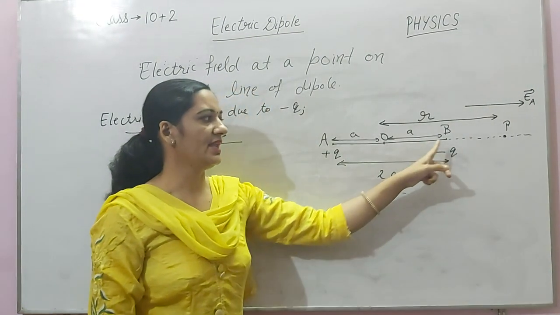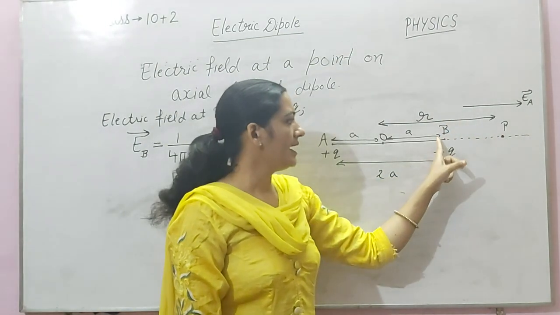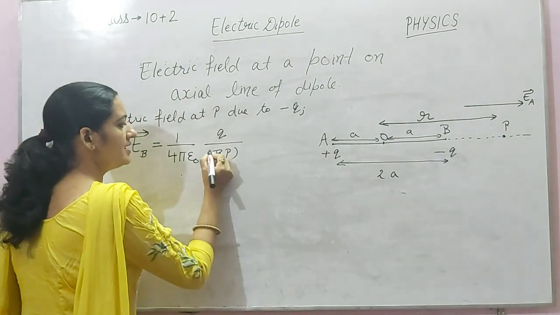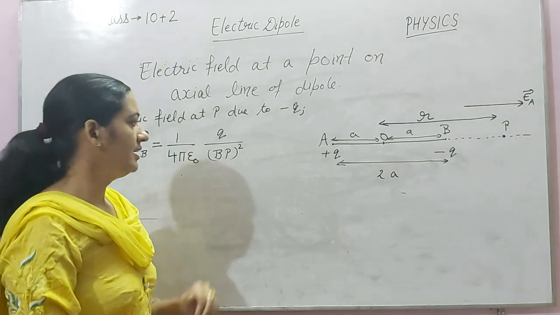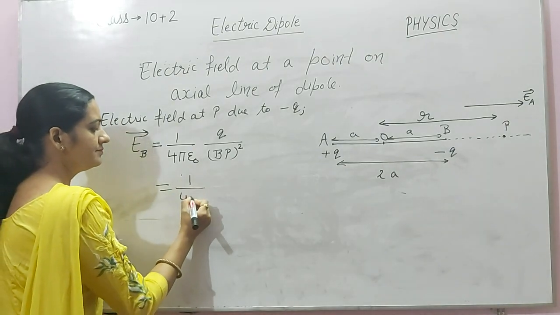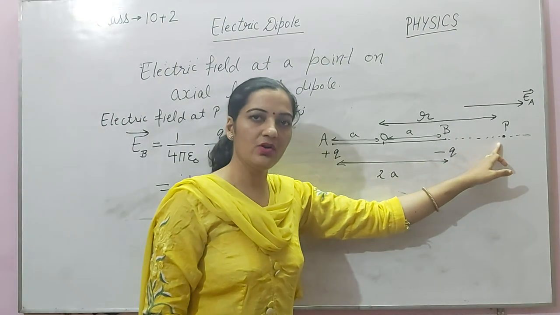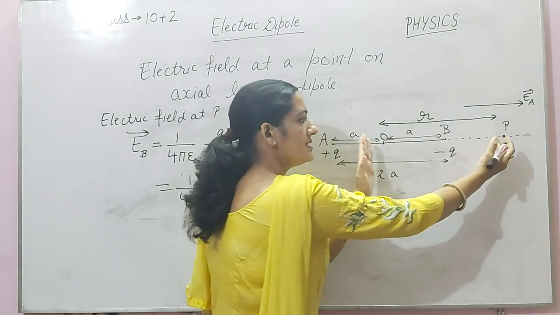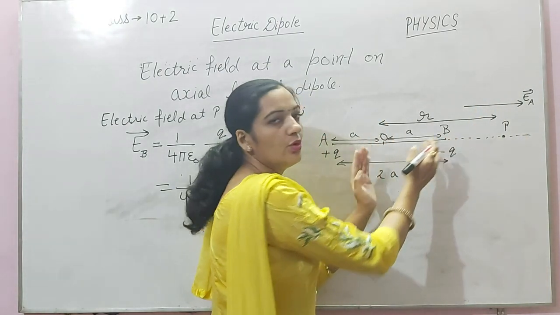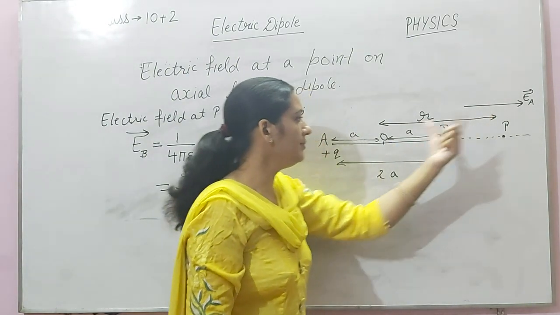For negative charge? Negative charge is at B, so the distance between observation point and B is BP, its square. Now BP, what is the value of BP? Just see the diagram carefully. BP, how can I attain its value? BP is equal to OP, we know that it is R, minus OB. If you subtract OB from OP, then you will get BP.